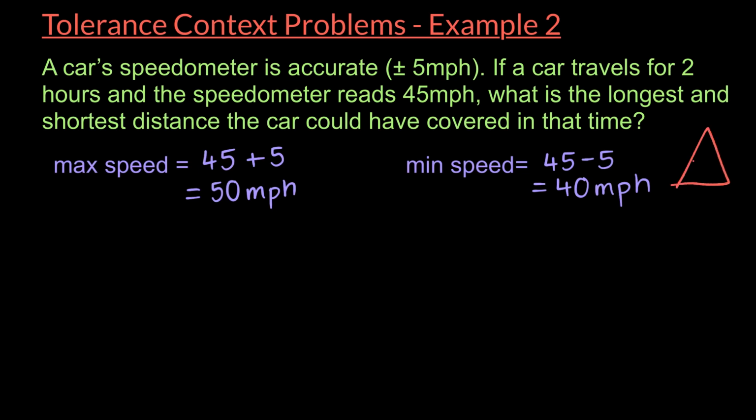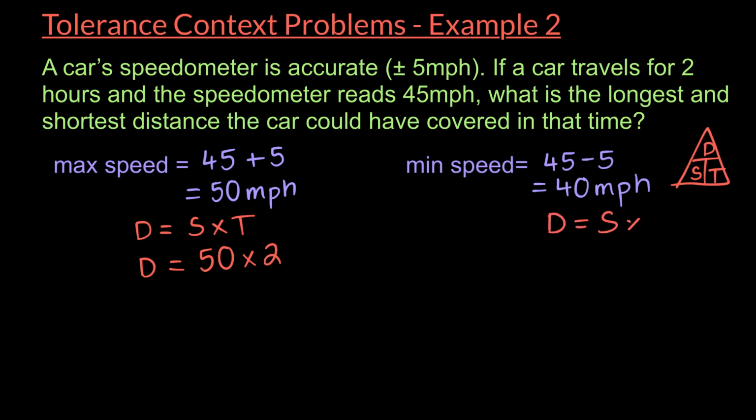If you can't remember your little triangle, I've just drawn it at the side there. So we're going to use distance equals speed times time. So our maximum distance will be our maximum speed, which is 50 miles per hour, multiplied by the time. And over on this side, our minimum distance will be the minimum speed, which is 40 miles per hour, multiplied by the time.